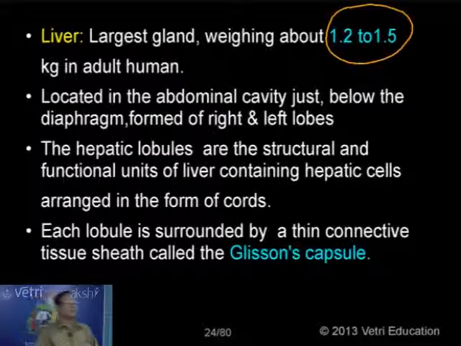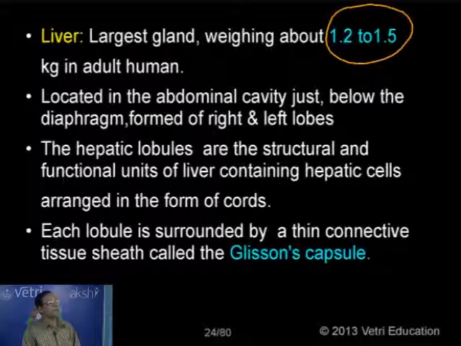Where is it located? The stomach is located in the abdominal cavity towards the left side, whereas the liver is located on the right side, just below the diaphragm, in the abdominal cavity. That's the location. Don't imagine that the stomach is in the middle or on the right side. The stomach is on the left side, whereas the liver is on the right side below the diaphragm.